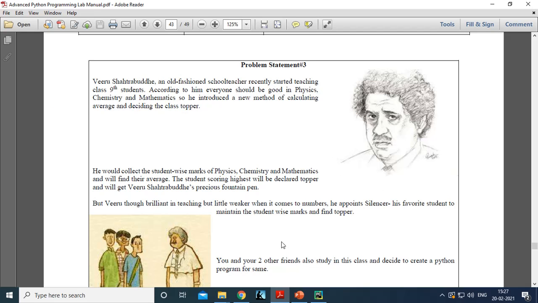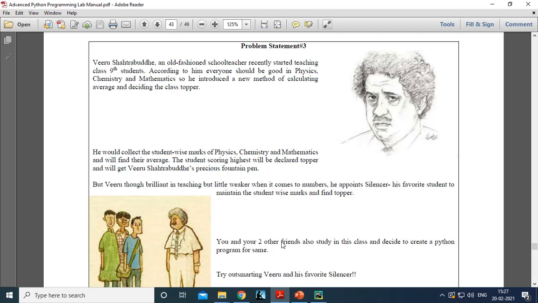Okay, so this is the third problem statement. This is based on a dictionaries application. For solving this problem statement, you will need to use the data type dictionary in Python. Over here, a hypothetical situation is given, and there is a professor who wants to find out the topper of the class.